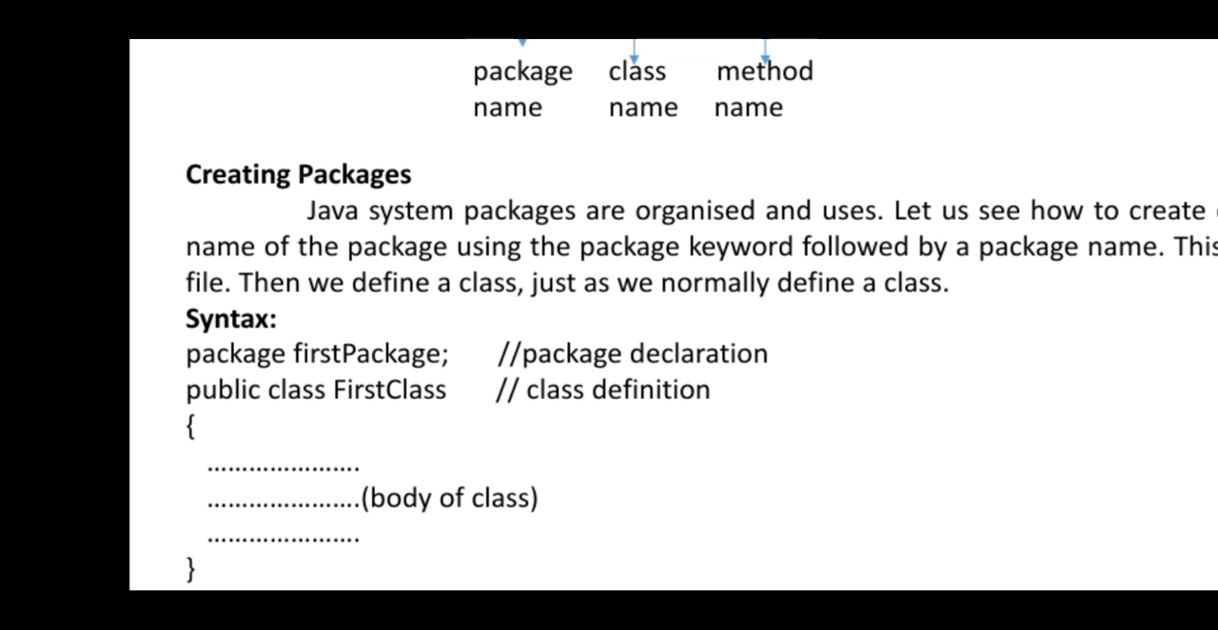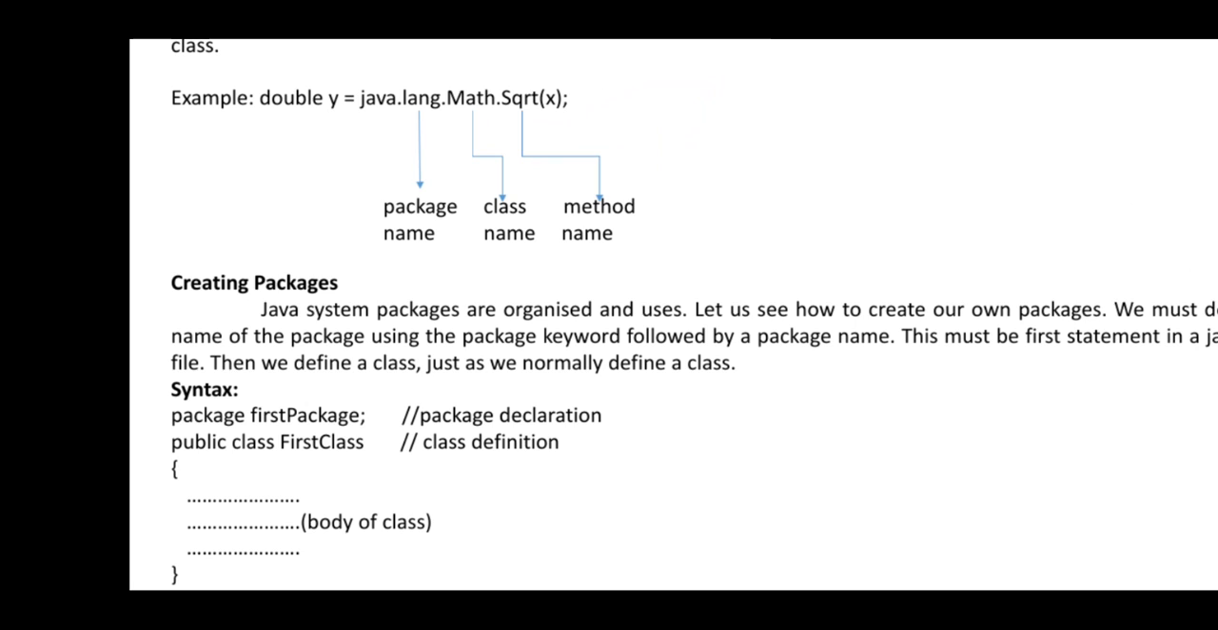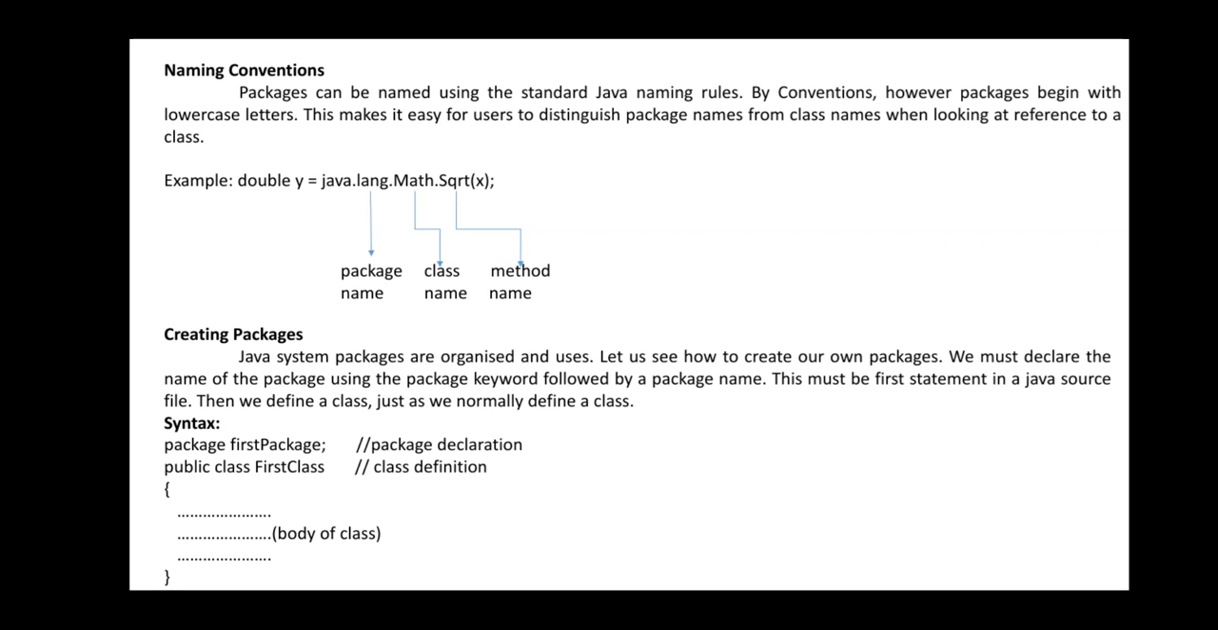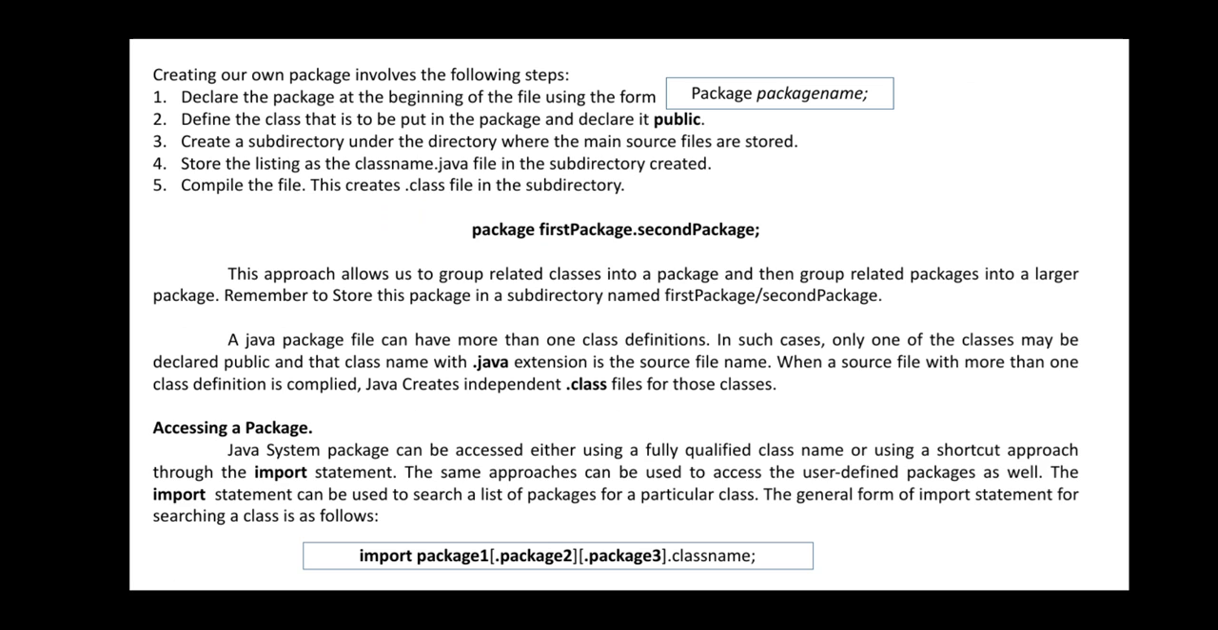Is it right? So the first part is the name of the package, which is defined with the keyword called package, and then afterwards you're going to have public class FirstClass. Public class FirstClass is a class definition. Within that one, whatever execution you want to do, you can do within that. That is nothing but the creation of a package in the form of syntax.